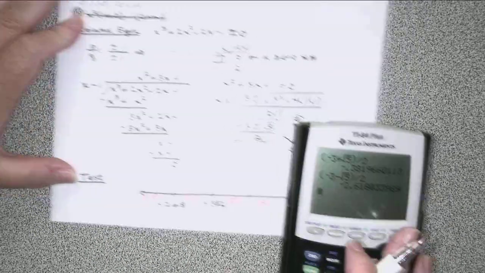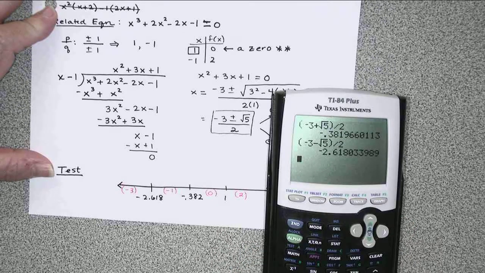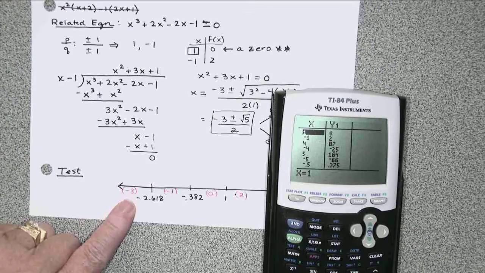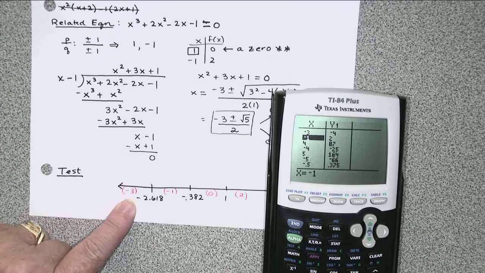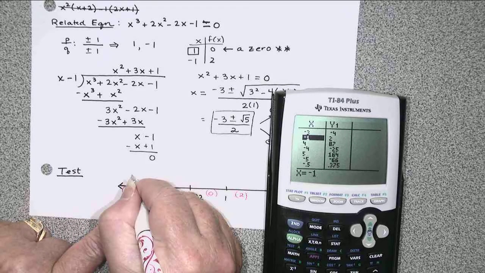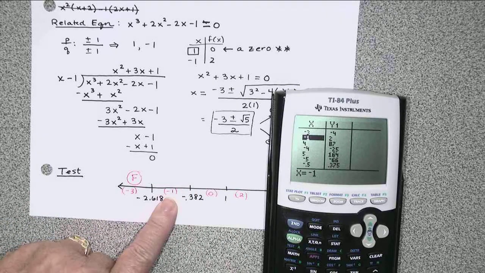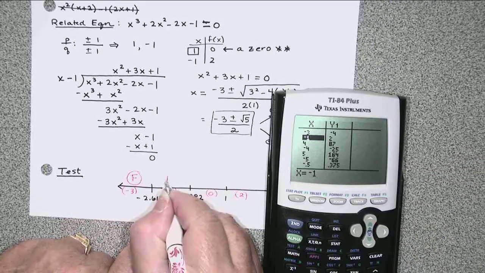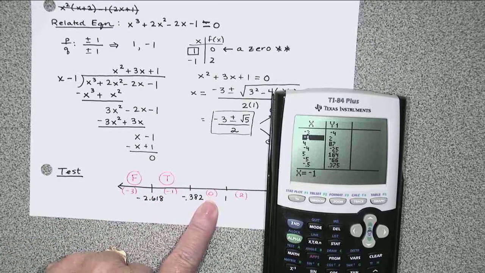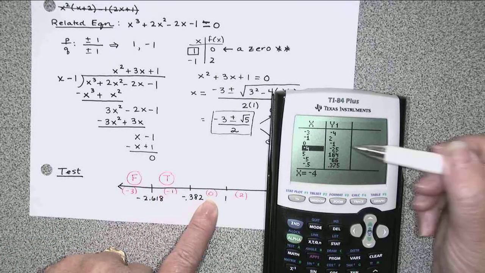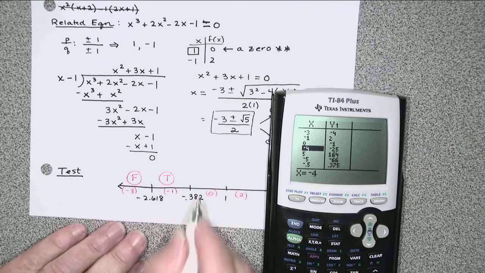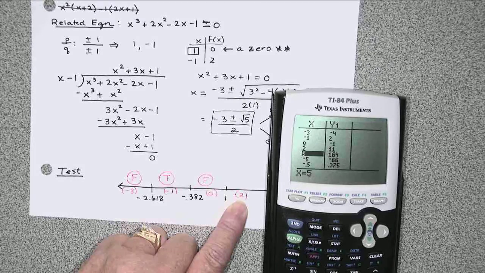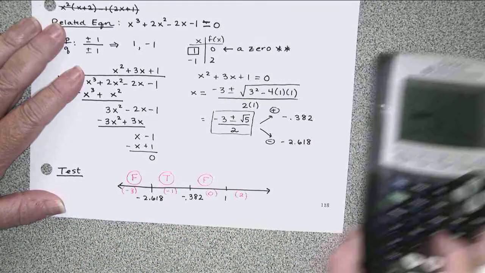So let's turn to the calculator table. I already have my function in here. My first test point is -3. -4 is not greater than 0, so this one's false. Next, -1 happened to already be in there. I got 2. 2 is greater than 0. True. 0 gives me -1. Not greater than 0, that's false. And then finally 2. 11 is greater than 0, so that last one is true.